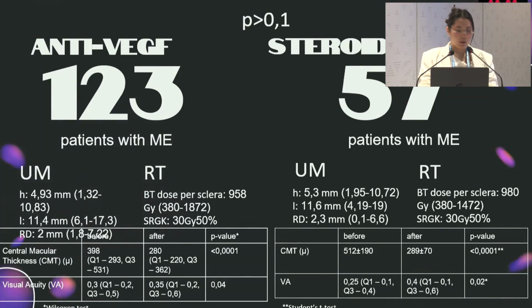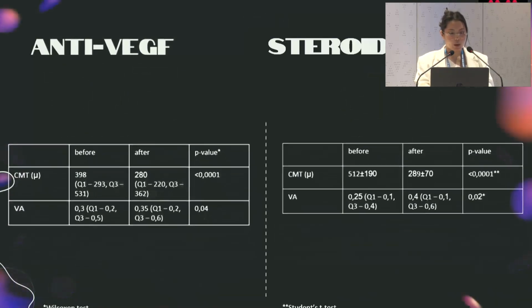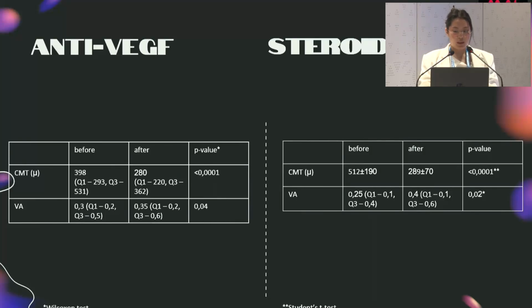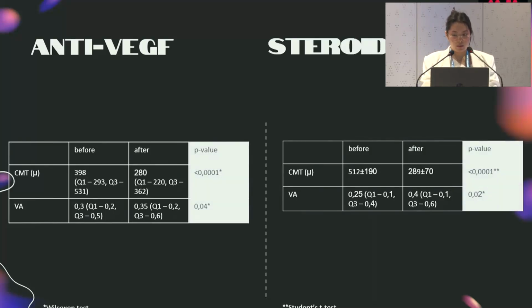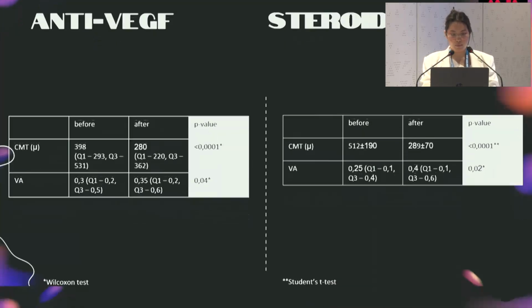Radiation macular edema was present in 180 patients. 123 of them were treated with anti-VEGF and 57 of them with steroid implant. Both groups were statistically homogeneous. The main characteristics of tumor and radiation therapy are shown on the slide. We observed a statistically significant central macular thickness reduction and also visual acuity improvement in both groups.